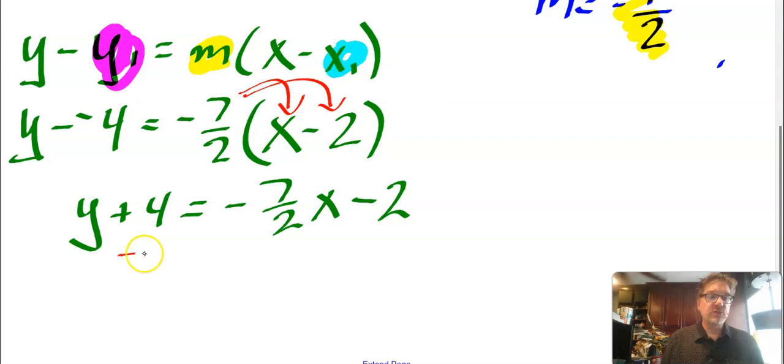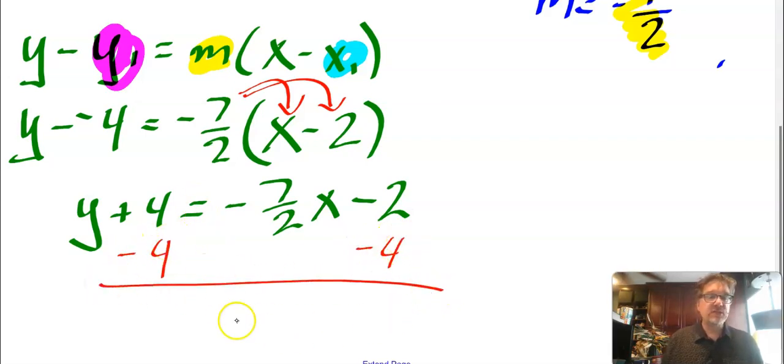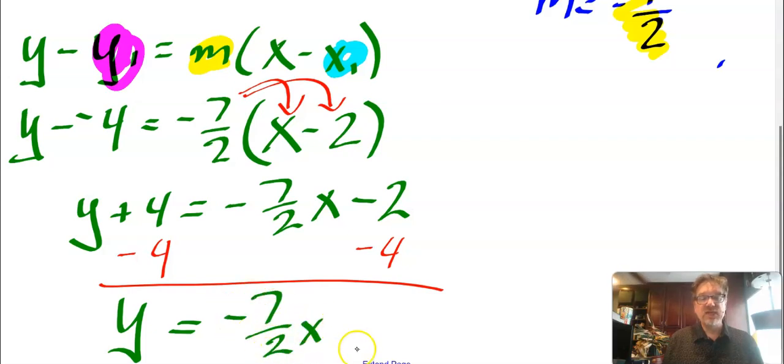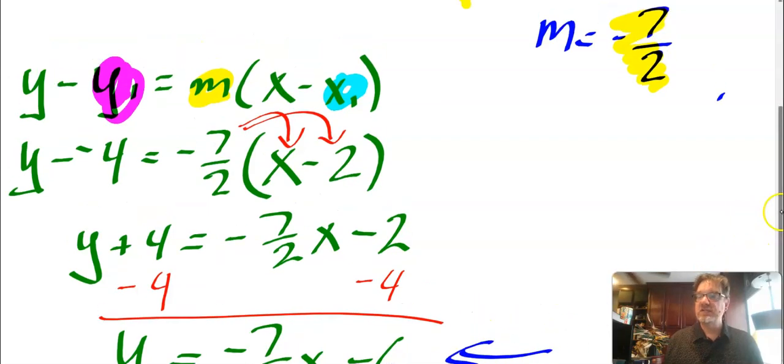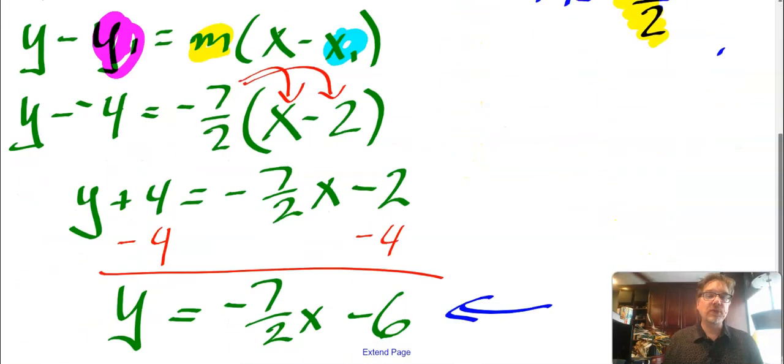Now I'm going to subtract 4 from both sides. Notice I subtracted from the constants. So y equals negative 7 halves x minus 6. And there, my friends, is our final answer, because they wanted that answer in slope-intercept form. Boom.